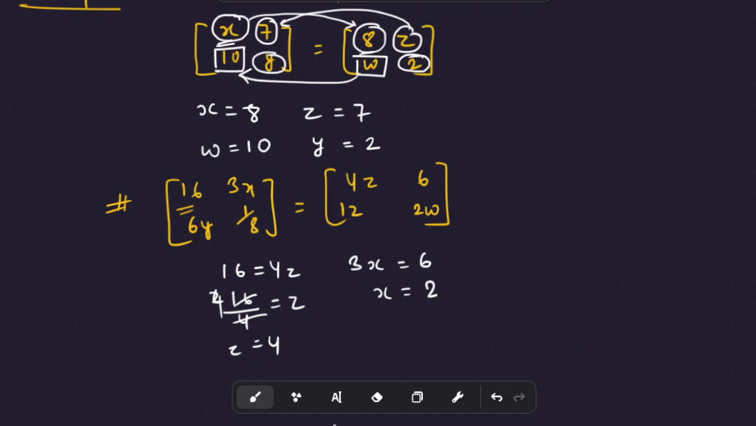x is 2. Similarly, what will be equal to 6y? 6y equals 12, so the value of y is again 2. Now what will be equal to 1 over 8? 2w. Now what will be the value of w then? w equals 1/8 divided by 2, so 1 by 16. Okay, these are the values.